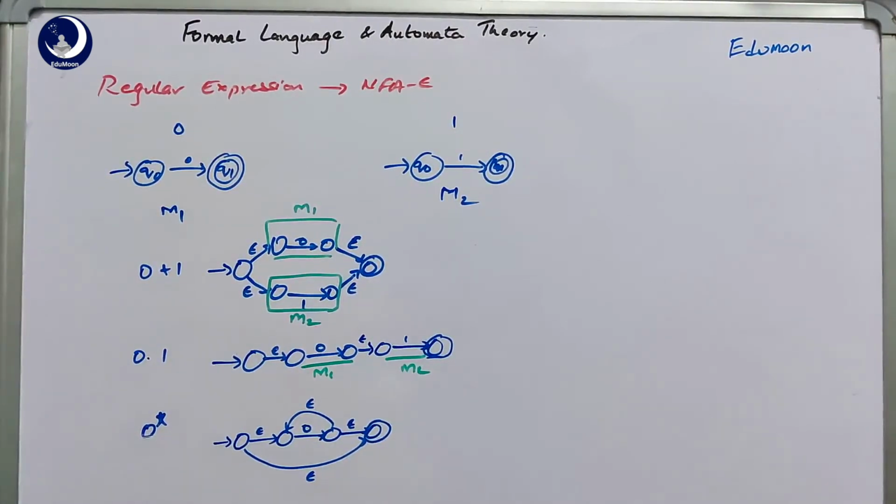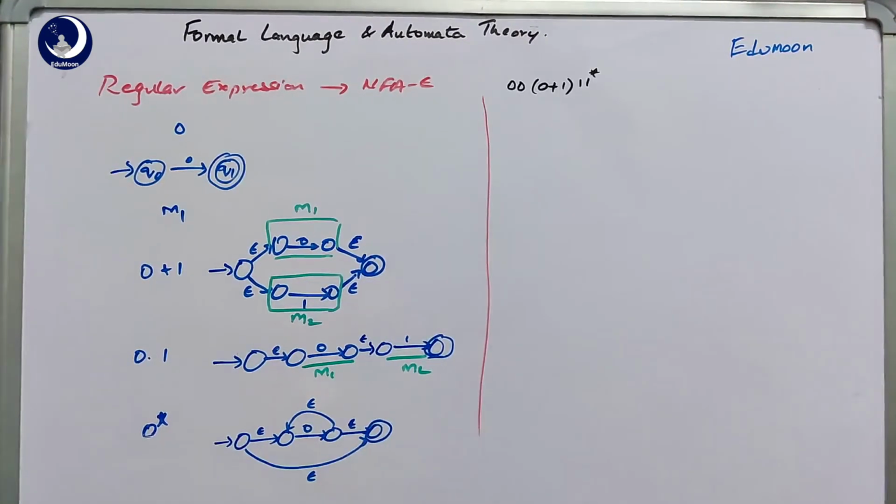Now using these three basic principles, we try to design an NFA with epsilon moves for more complex regular expressions. We will take an example. We keep this aside so that you can easily verify it. As a first example, we took the regular expression 0 0 0 plus 1 1 1 star. You can see that we have missed the dot operator there, but you can assume it is 0.0.0 plus 1.1.1 star.